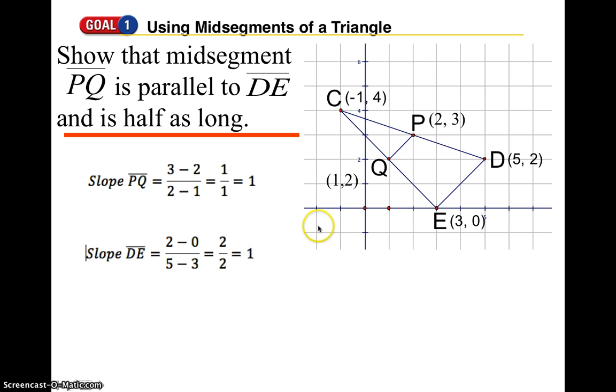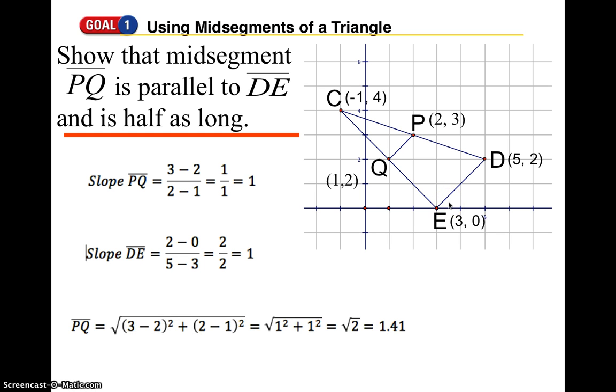And then the second thing I'd like to show is that PQ is half as long as DE. To show that, I'm going to have to use the distance formula. So I'm going to use the distance formula on PQ to find out how long it is. The distance formula is the one with the big square root. I'm going to plug in 3 minus 2 squared plus 2 minus 1 squared. And when I do that, I'm going to get the square root of 2, which is approximately 1.41.